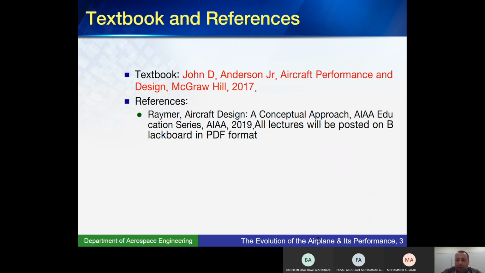The main course of aircraft design is AE427, in which the textbook is Raymer's book, Aircraft Design. Now, for your case, that book is going to be a reference. It's not a textbook, but a reference where we're going to use small pieces here and there. So you have one textbook, John Anderson's Aircraft Performance and Design, and another reference, which is Raymer's Aircraft Design.